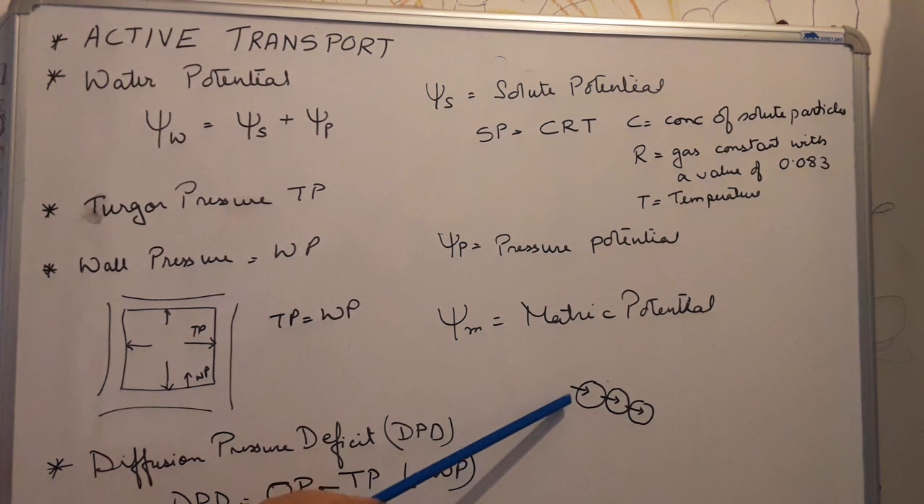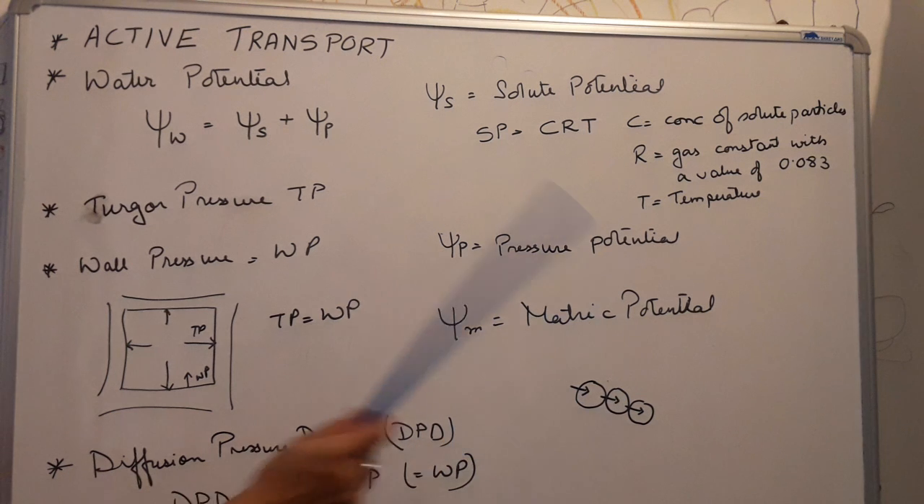Here, the water enters into the first cell. When water enters, it will create a diffusion pressure. That means due to diffusion, water enters the cell, it becomes turgid, and it creates a pressure, that is the diffusion pressure. Now, the second cell is dry. So the water will move from the first cell to the second cell. That means water will move from here to here.